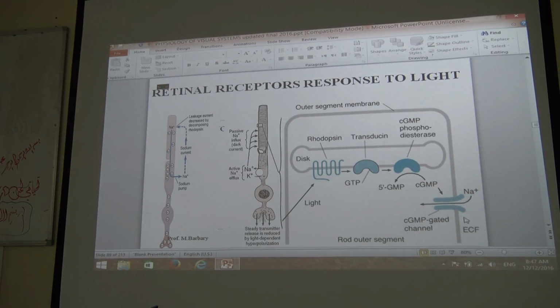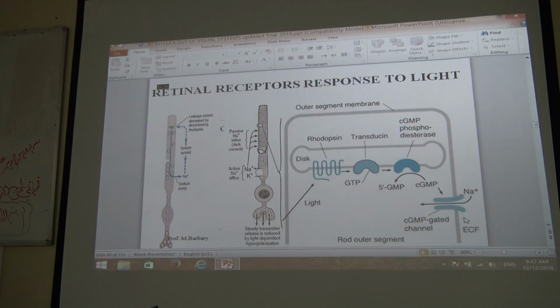Mechanism of stimulation of the receptor: in the darkness there is continuous opening of the sodium channels, continuous opening of sodium channels in the outer segment, and continuous pumping of sodium in the inner segment. Presence of cyclic GMP keeps the sodium channel open in the dark.